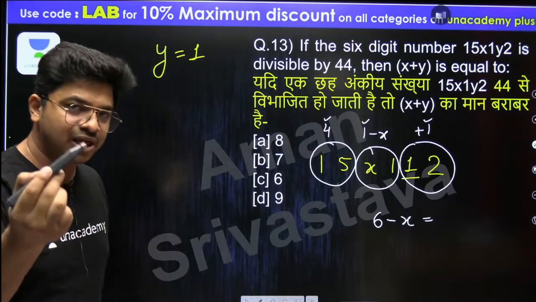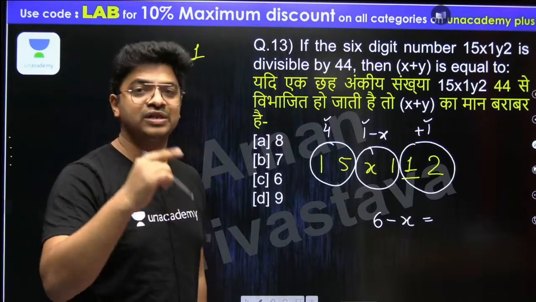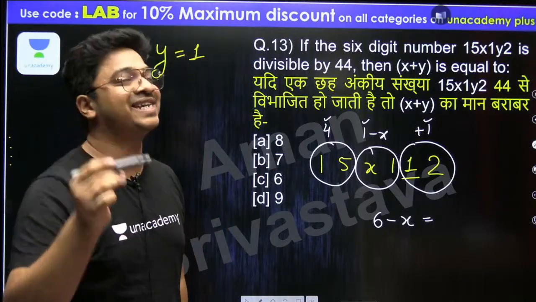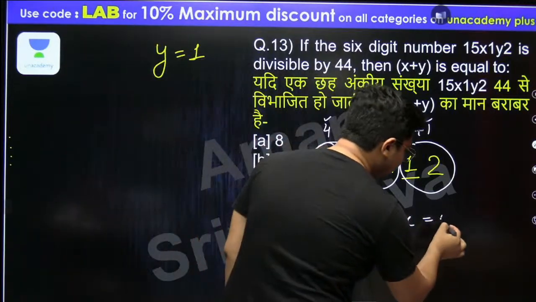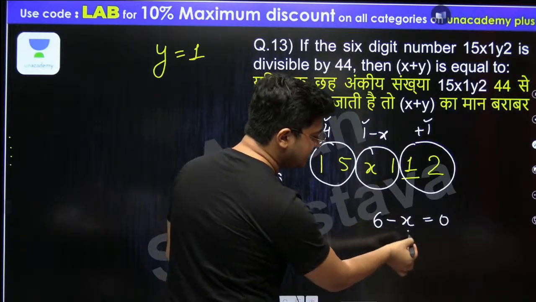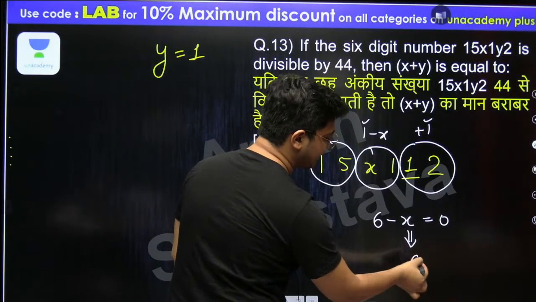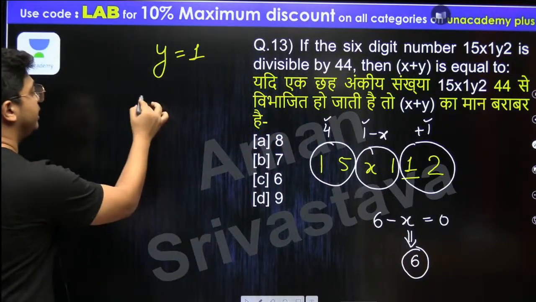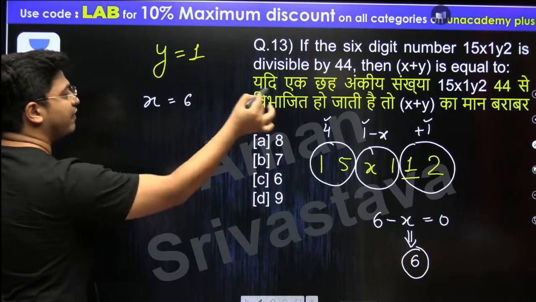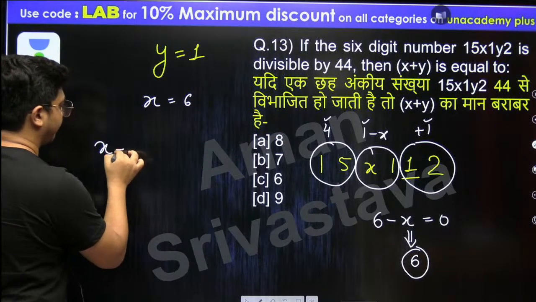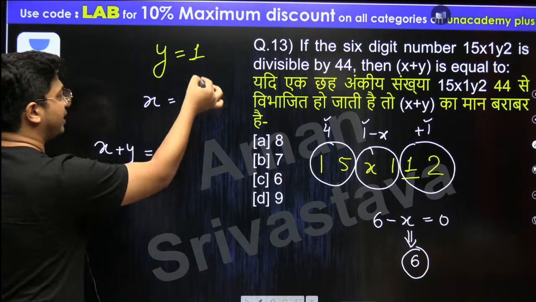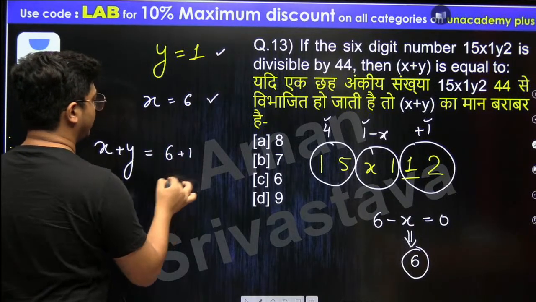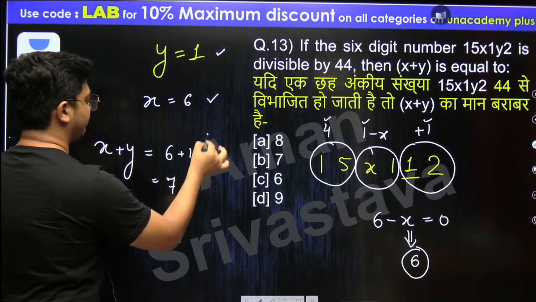Now, either it should be 0 or it should be 11. The first and foremost preference we will give to 0. Can this number be equal to 0? Yes, it can. How? If you keep x as 6, this entire thing will become 0. So definitely the value of x is equal to 6, right? Now, to find the value of x plus y, this will be 6 plus 1, that is equal to 7. That's it.